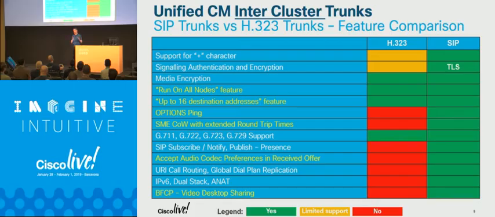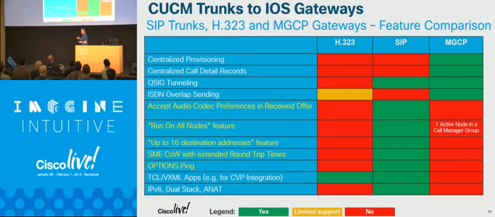I'd say about 3 years ago, I saw kind of regular migrations from gatekeepers to SME. It's not rare today, but it's not as often. So we're seeing that kind of infrastructure of gatekeepers and H323 trunks migrating across to SIP over time. So these are for intercluster trunks. If you're connecting to gateways, then again, you'll see some differences here.